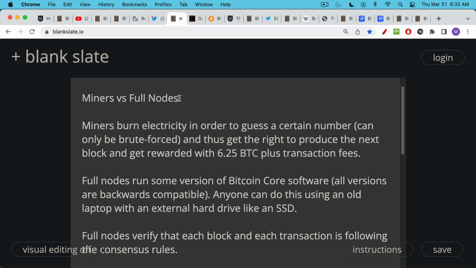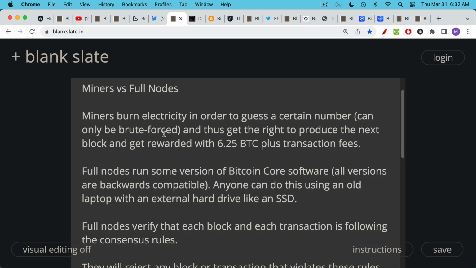The full nodes are what I just showed you in that map. These are just computers that are running some version of Bitcoin Core software. And it doesn't really matter which version of it is, because all of these versions are backwards compatible. In other words, they've been soft forks and not hard forks. Anyone can run a version of Bitcoin Core software. You just take an old laptop or a Raspberry Pi. If you don't have enough hard disk space, you can use an external hard drive like an SSD, and you just download Bitcoin Core software and you can run it.